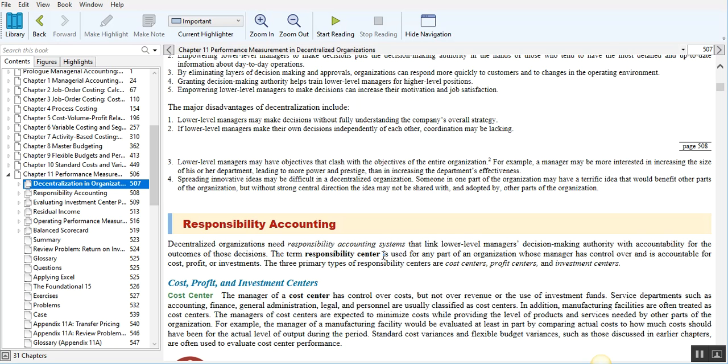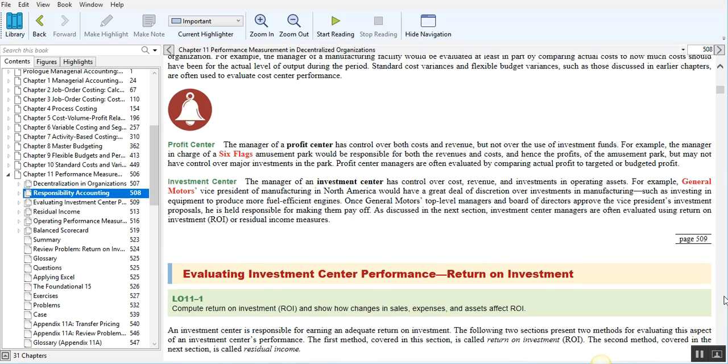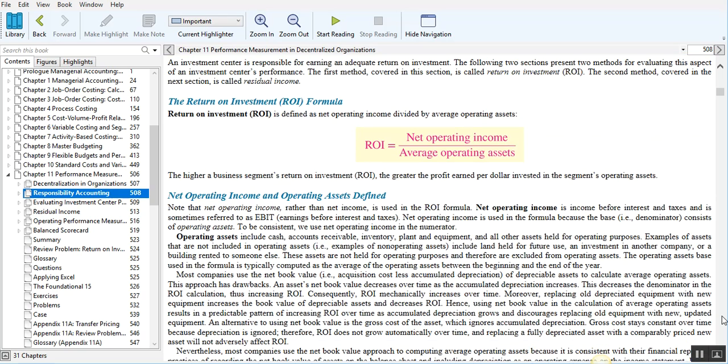If they manage revenues, costs, and investments, then it would be an investment center. And the investments, by the way, are not investments in what we think of as investments, but rather investments in assets that are used in operations. These definitions are in the book on page 509, and I think it would be very helpful to know those.